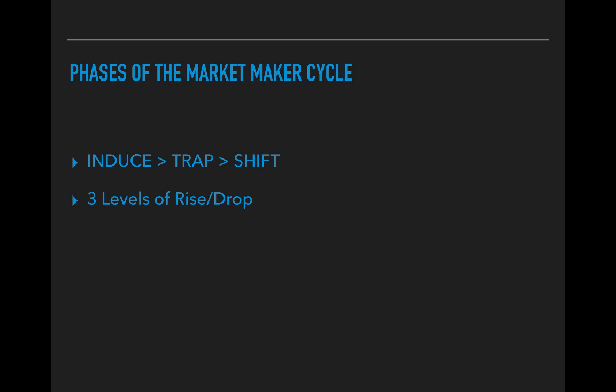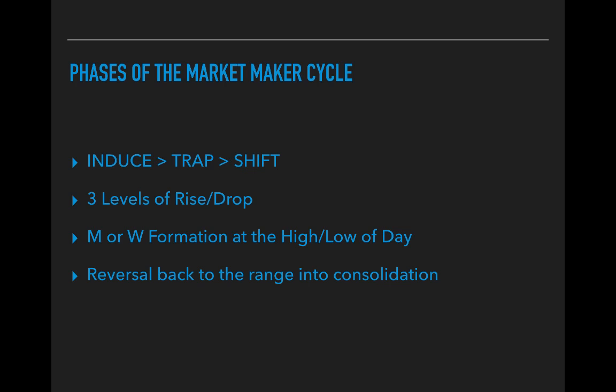Because you'll see that on the third level is where they trap us. So once they induce you into the trade after the three levels of rise or the drop, getting you to think that the market is going to continue in that direction, you're going to see the trap happen, which is an M or a W formation, and usually at the high or the low of the day. And they trap you at that level, and then they'll take it away from you. Then they'll shift, they'll reverse back to the range, and then go into consolidation, and leave you stuck in that trade. Okay, so induce, trap, shift.